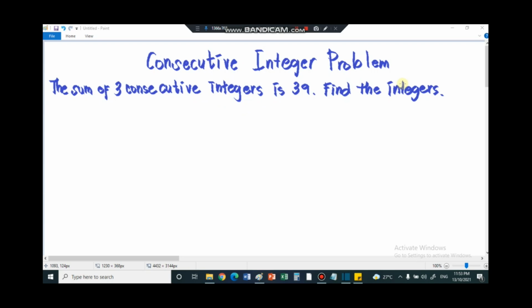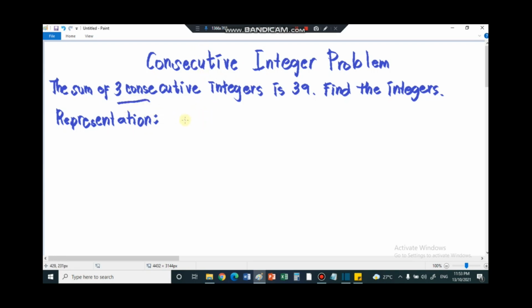So, the first step is representation. We have 4 steps here in this problem to be solved. First is representation. Second is equation. Third, solution. Fourth, answer or conclusion. So let's have our first step, that is representation. We need to represent the given problem. So in here we have 3 consecutive integers.